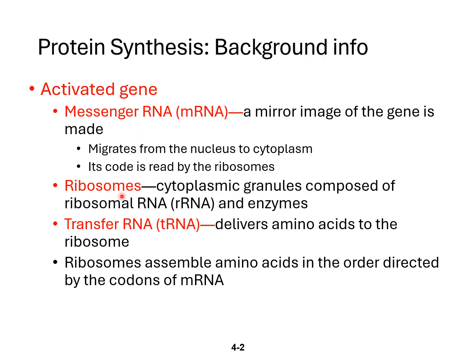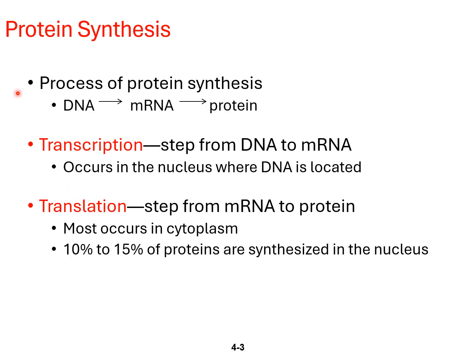The ribosomes then signal a transfer RNA to deliver an amino acid that is the exact same amino acid that that code calls for. Then the ribosomes assemble the amino acids in the order directed by the codons, or those 3 bases, on the messenger RNA. And they add them together by a peptide bond. So the process of protein synthesis is always DNA, messenger RNA to protein. The 2 steps are transcription and translation.